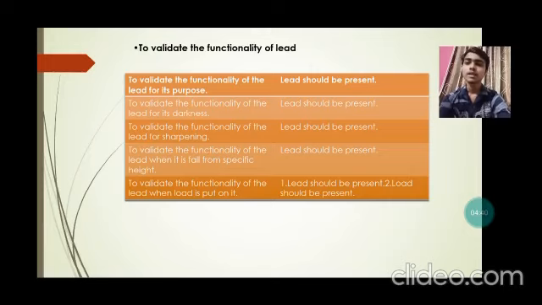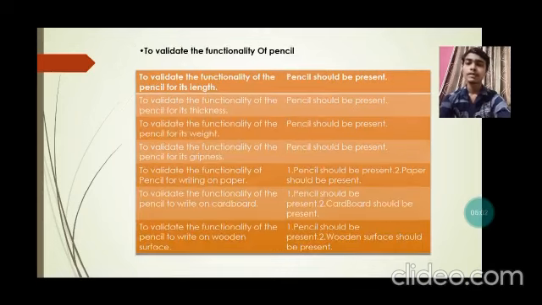To validate the functionality of the lead when it falls from a specific height, lead should be present. To validate the functionality of the lead when load is put on it, lead should be present. Load should be present. To validate the functionality of the pencil for its length, pencil should be present. To validate the functionality of the pencil for its thickness, pencil should be present.